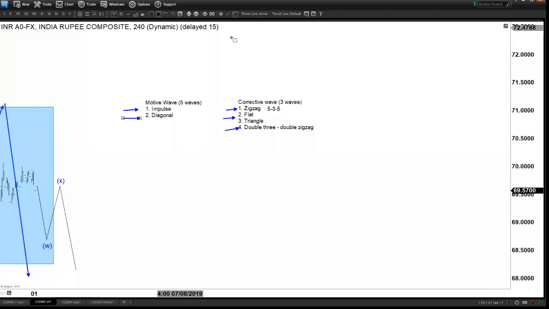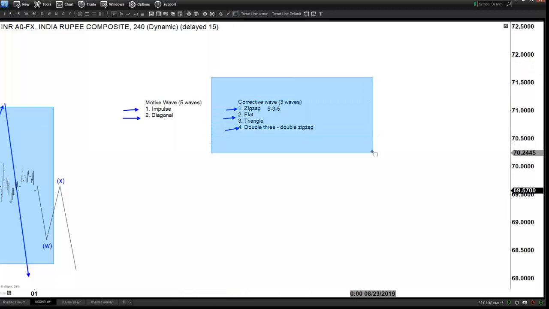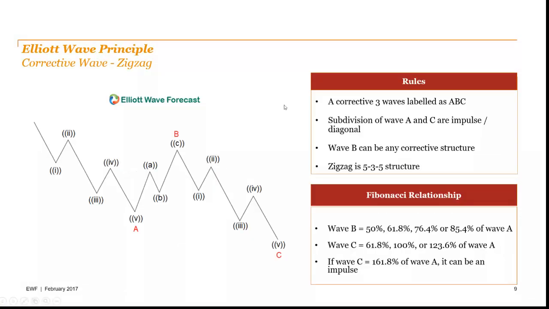This is a zigzag. We talked about it before. It is an ABC, right? It is an ABC. It's 3 waves, and then A subdivides into 5 waves in the lower degree, B subdivides into 3, C subdivides into another 5 waves of a lower degree. Okay, so it's labeled as ABC.